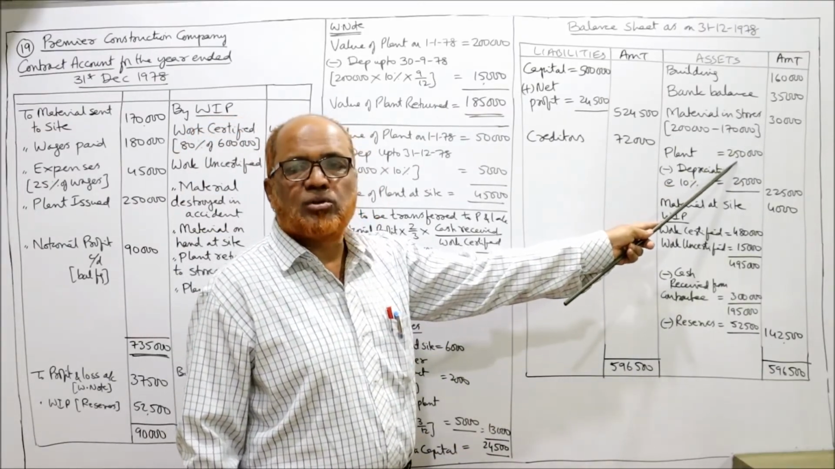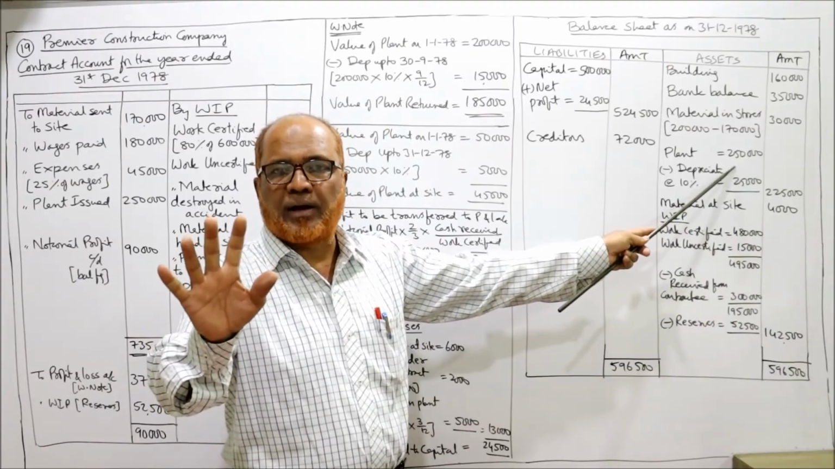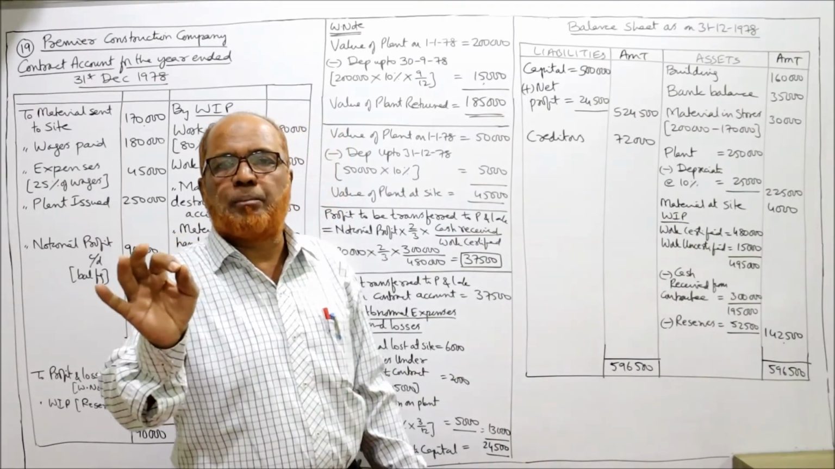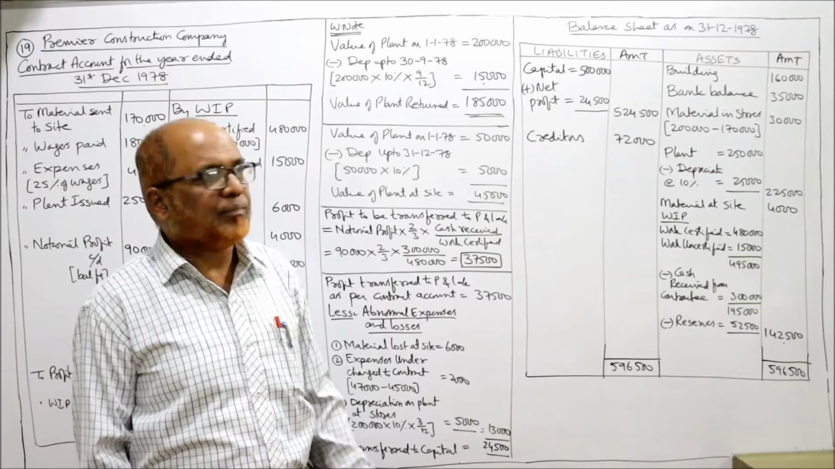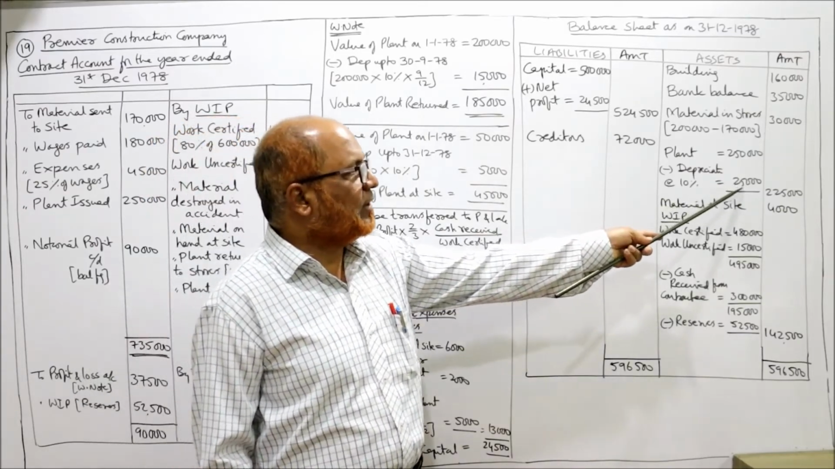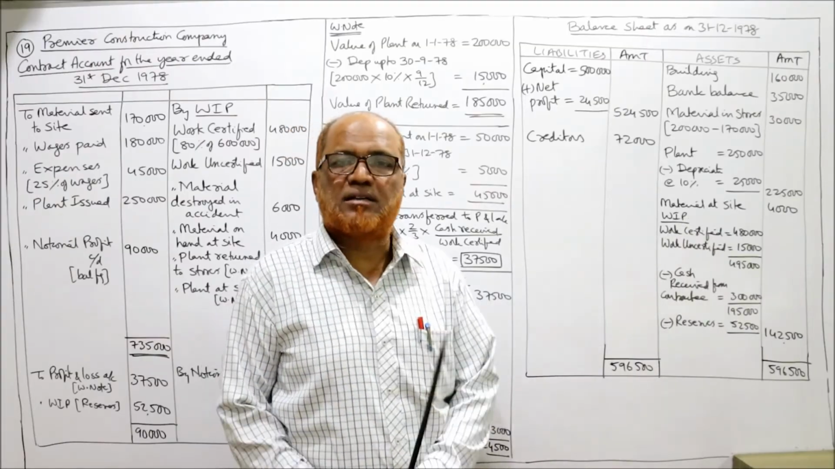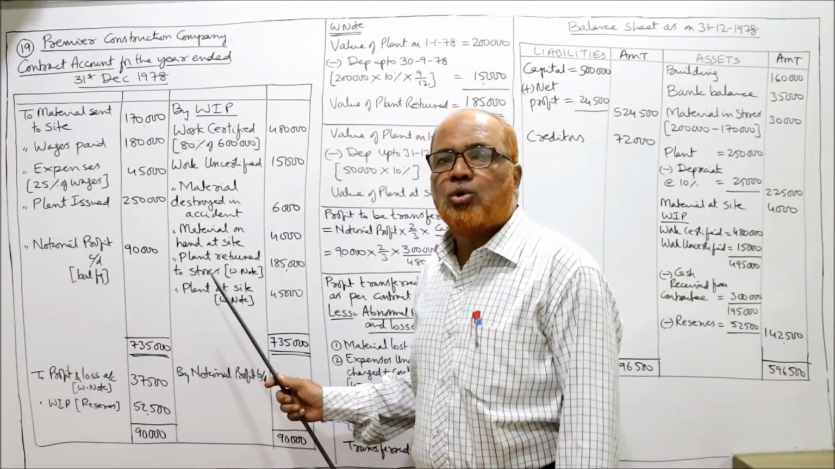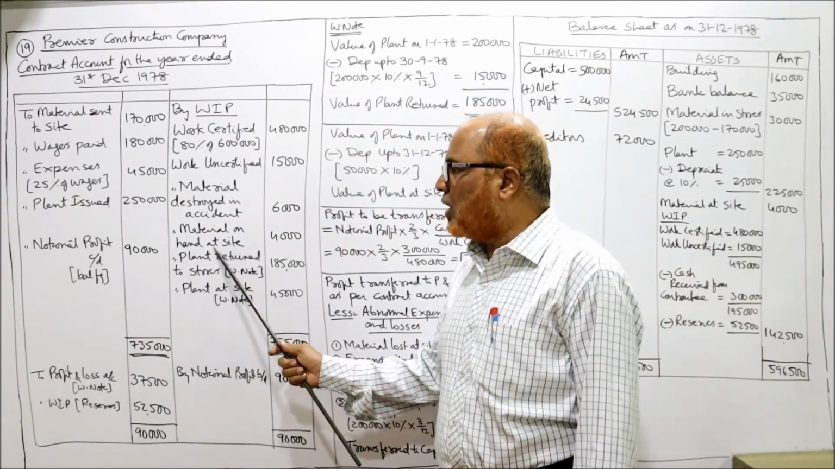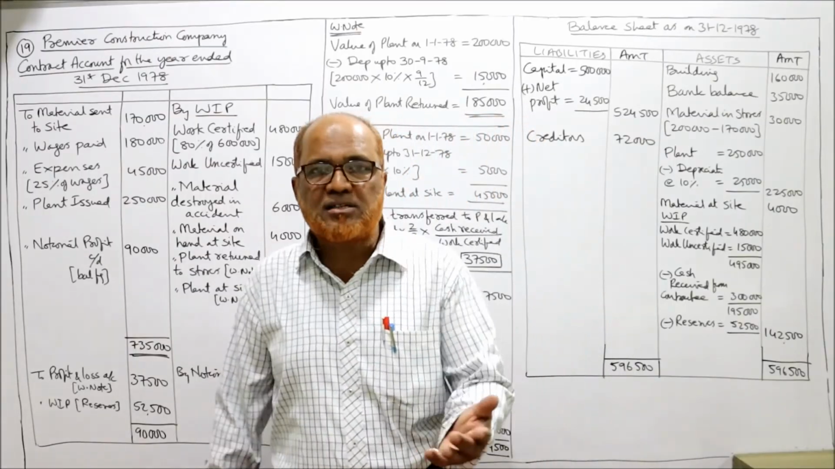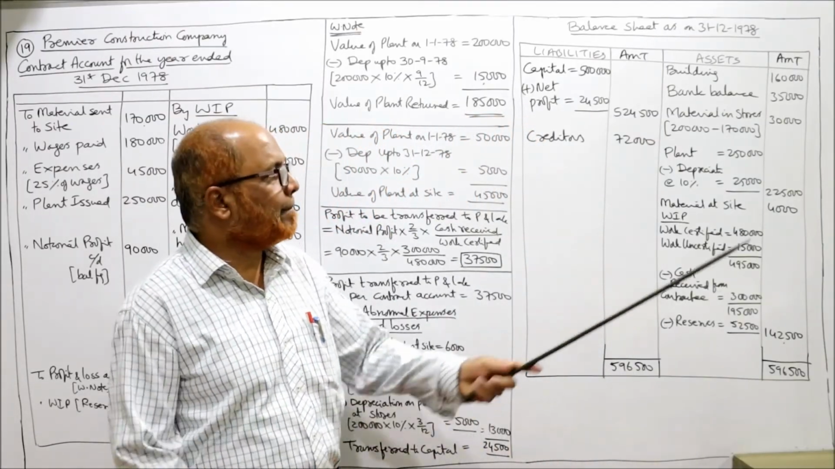प्लांट 2,50,000, टोटल प्लांट 2,50,000 रुपए का, उसके ऊपर 10% डेप्रिसिएशन फुल ईयर का चार्ज करो, बोलो फुल ईयर का चार्ज कर दिए 25,000. 2,25,000 is the plant. Then material at site. Some materials are lying unused at the site. Material on hand at site 4,000. 4,000 रुपए का मटेरियल बचा हुआ है, यूज नहीं हुआ अभी.